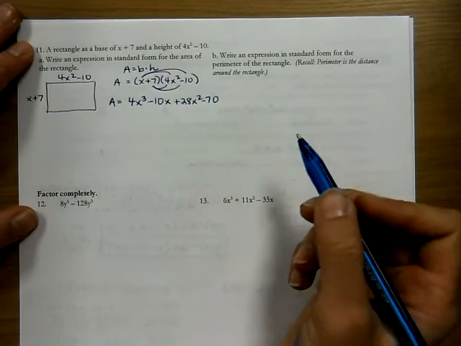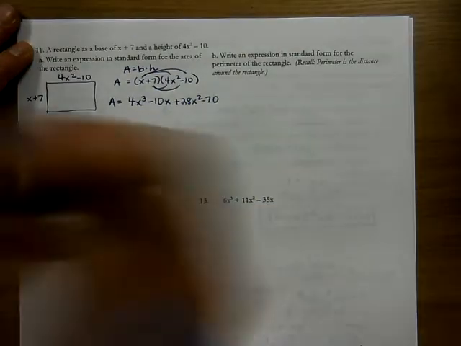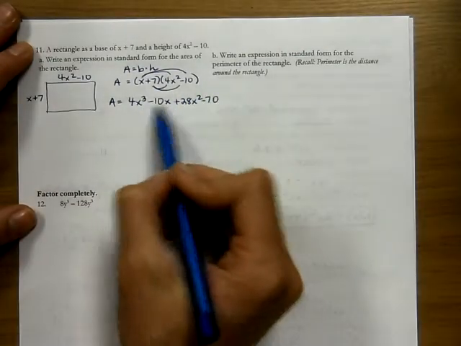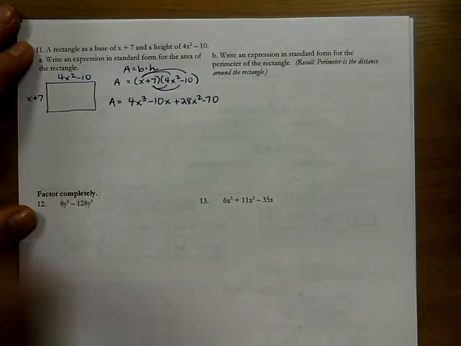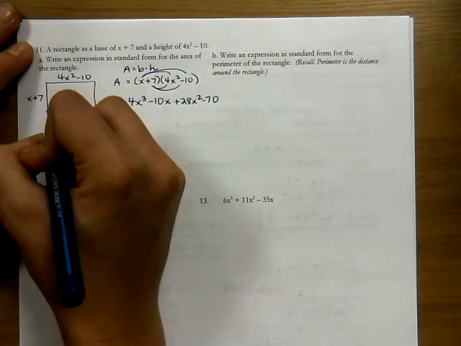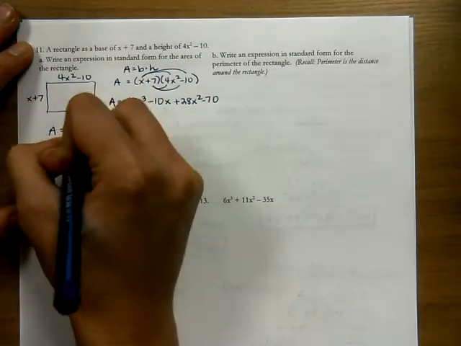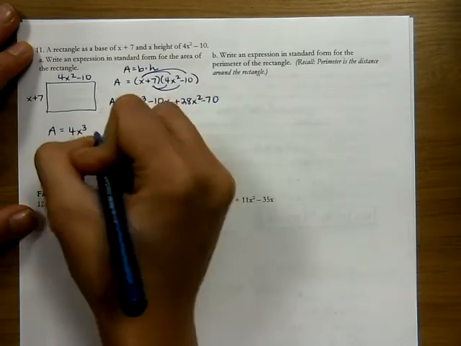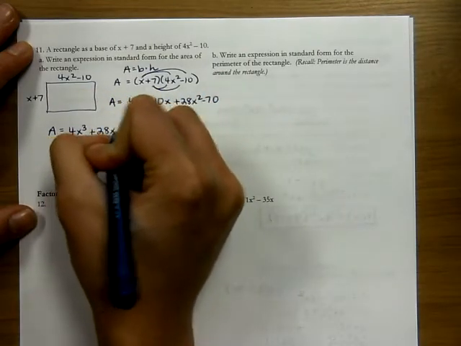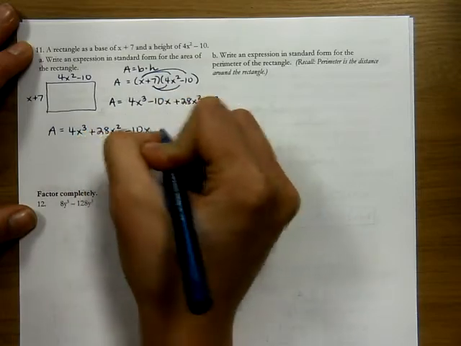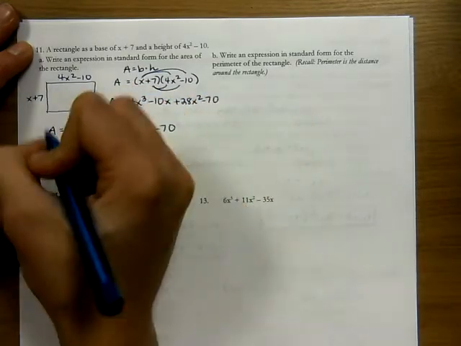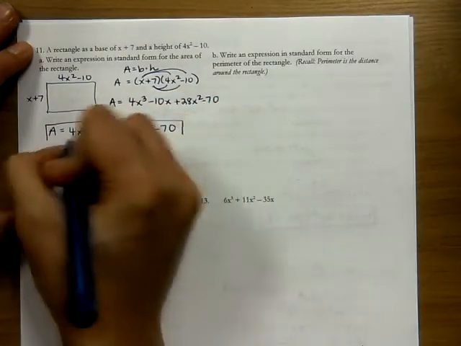And then from here, we have to combine like terms. Well, to be honest, there are no like terms to combine. They're all different terms. So we just need to make sure we write this in standard form. So the area is equal to 4x to the 3rd. The next highest exponent would be x squared. The next would be the x and minus 70. And that is the expression for the area in standard form.